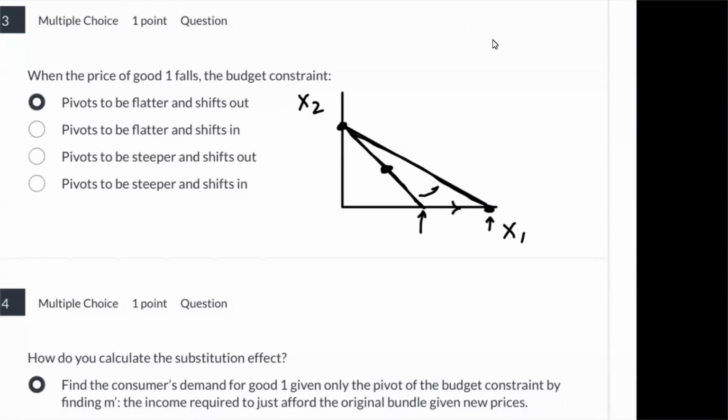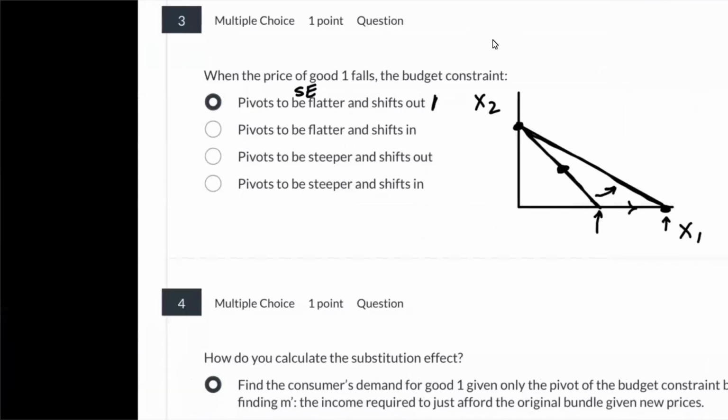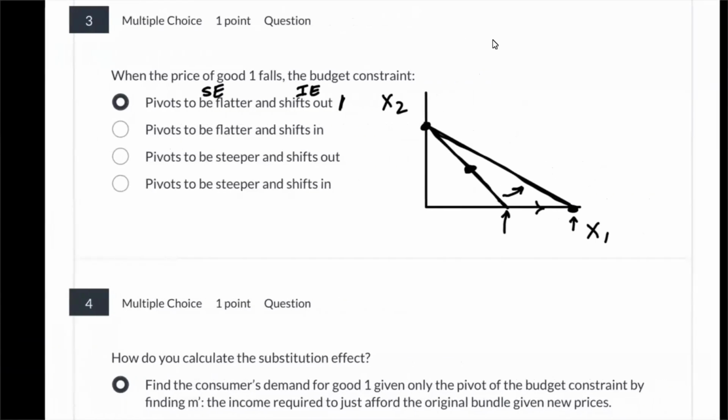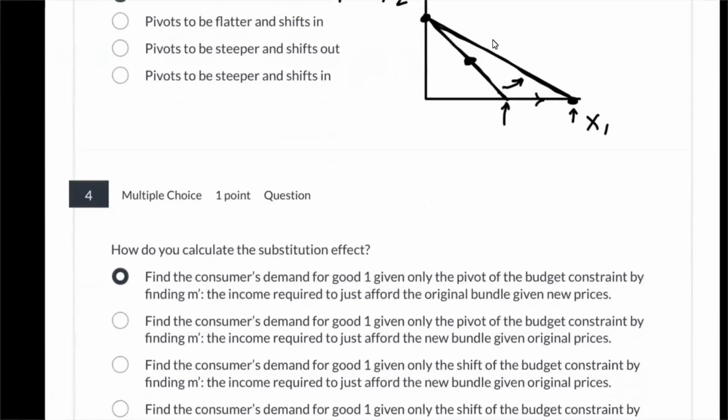So there's 2 things that happened. It's pivoted out and also shifted out. So it pivots to be flatter and it shifts out. The pivot to be flatter part is the substitution effect, and the shifting out part is the income effect, the fact that my purchasing power is higher because of the fall in price of good one, right?